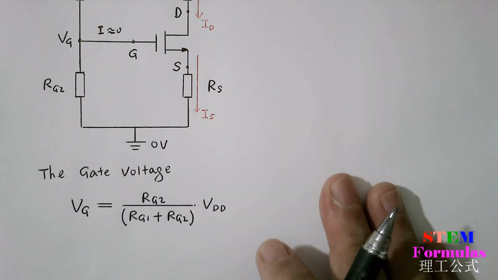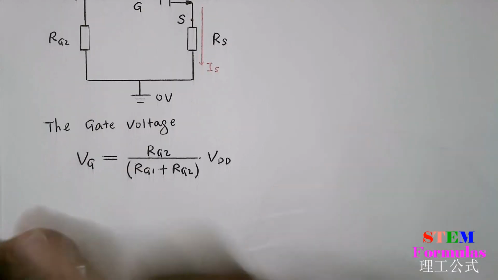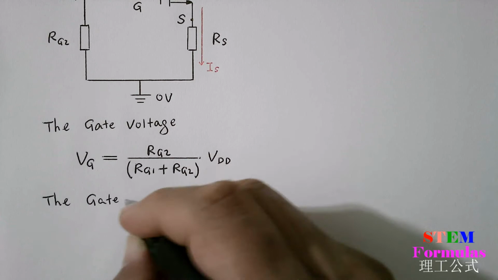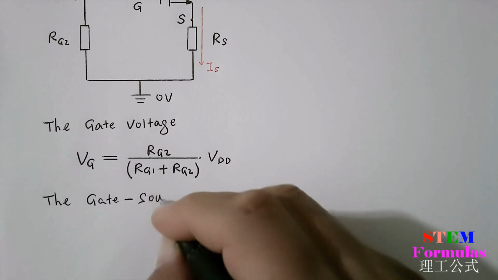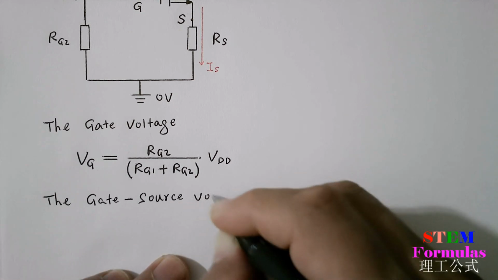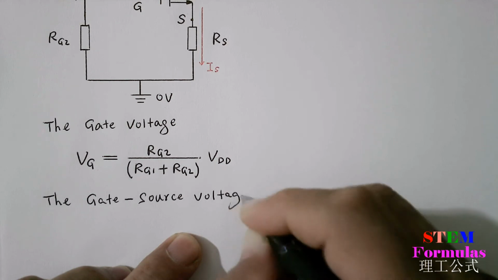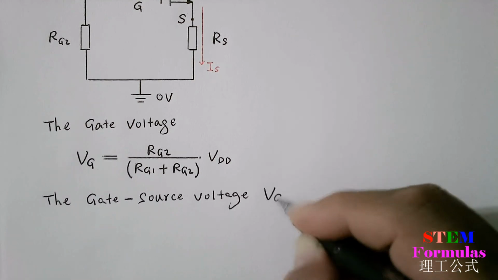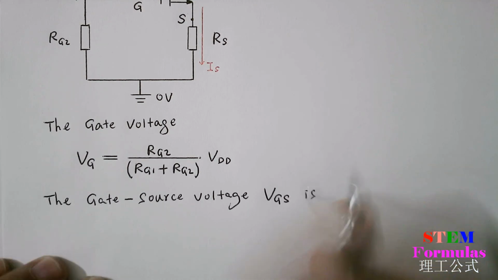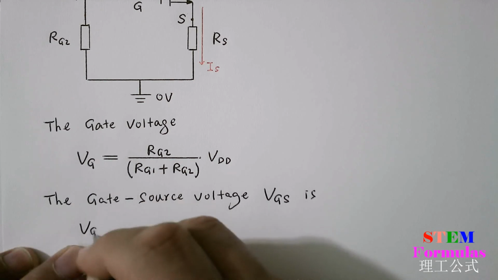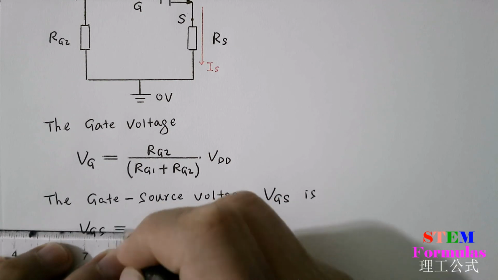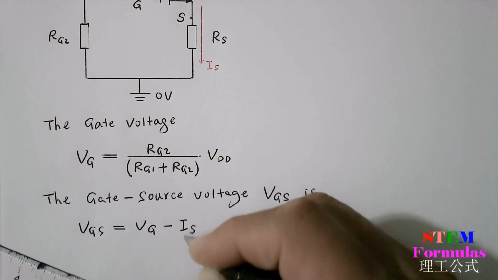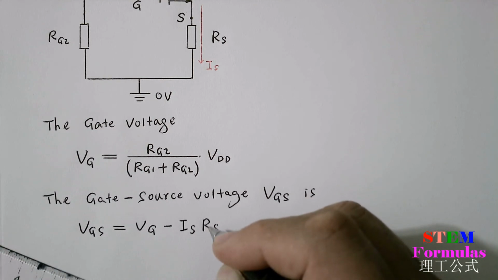Now, the gate source voltage VGS. VGS equals VG minus IS times RS.